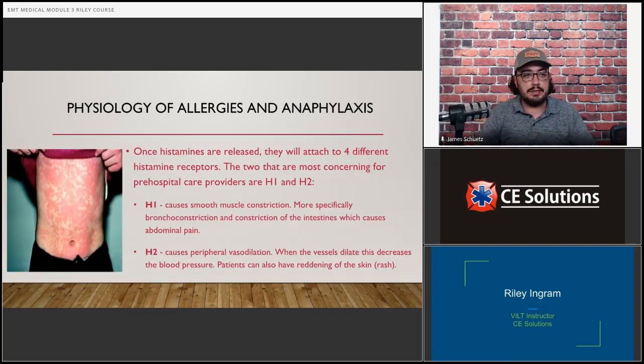Once the histamines are released, they're going to attach to 4 different histamine receptors. The 2 that are most concerning for us are going to be H1 and H2. H1 causes smooth muscle constriction. All right, so more specifically, bronchoconstriction and constriction of the intestines, which cause abdominal pain, right, and difficulty breathing. And then H2 causes peripheral vasodilation. So when the vessels dilate, this decreases the blood pressure, and the patients can also have a reddening of the skin or a rash. And if these 2 things happen together, bronchoconstriction and peripheral vasodilation, you can imagine how that mismatch would be catastrophic, right?